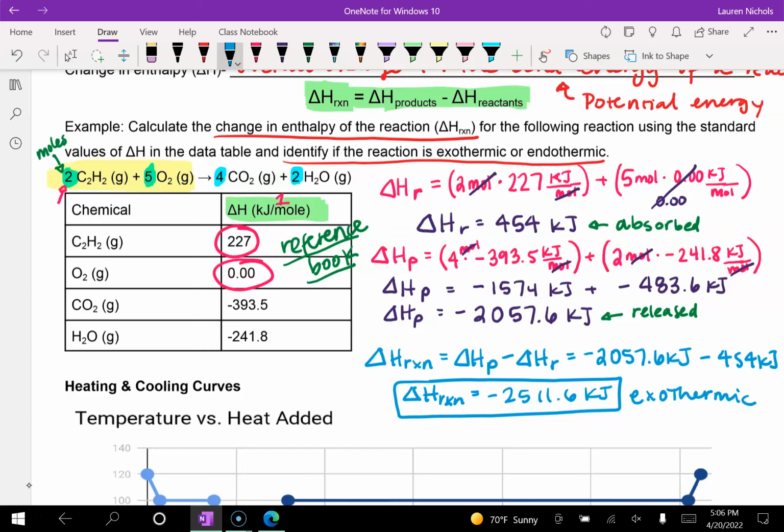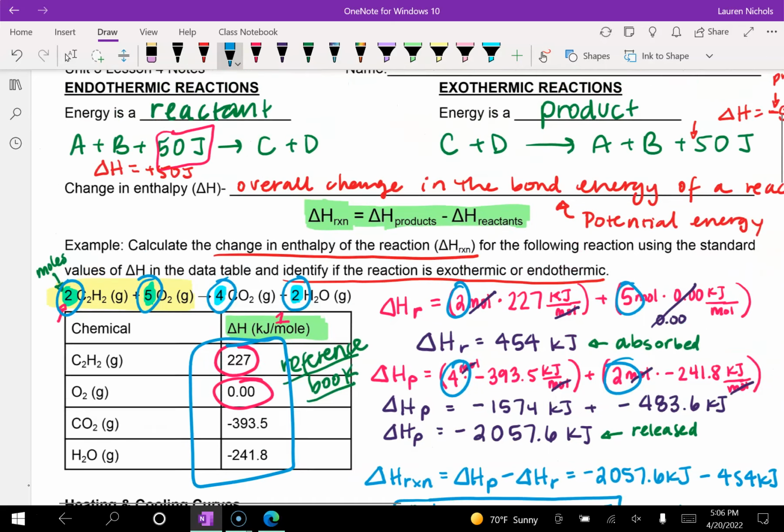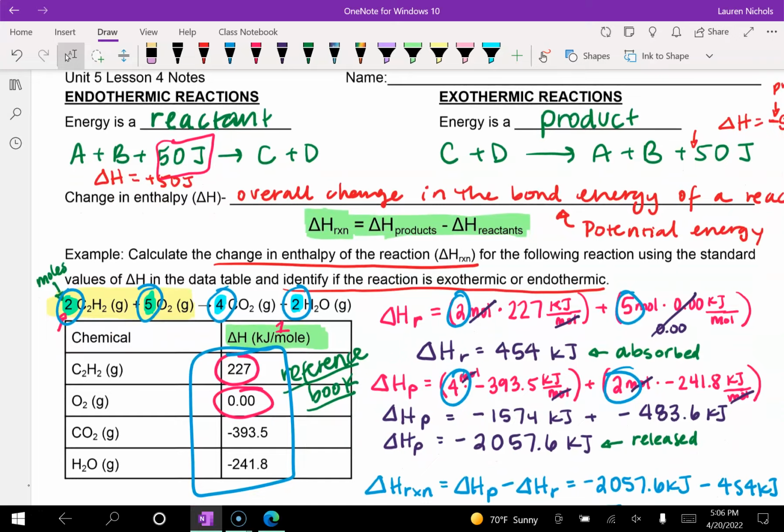Okay, so when you do this, you just take your coefficients. That was the number of moles that we are multiplying by. And we use that and multiply by the number on the chart, and then products minus reactants. So that's the first part, just kind of reviewing.